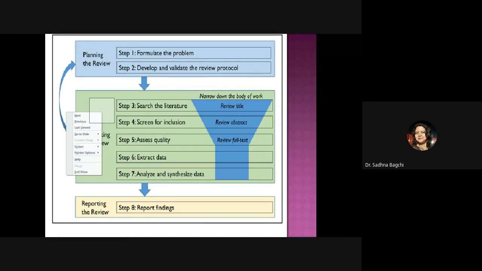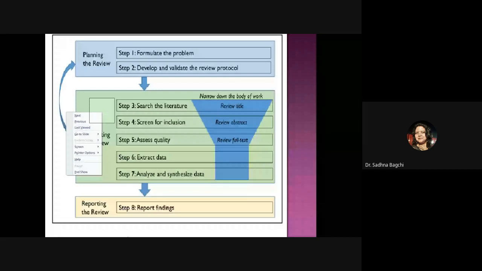Analyze and synthesize the data means that after the data collection, you do not directly conduct the study on the collected data. First the data should be collected, then coding and editing, all these things you have to complete. Then you analyze the edited data. You start your analyzing portion, and after that you can start reporting the review findings. In this step 8 you can find out the research gap.